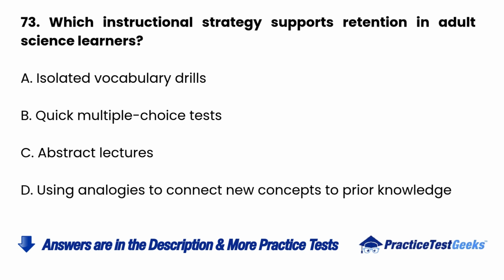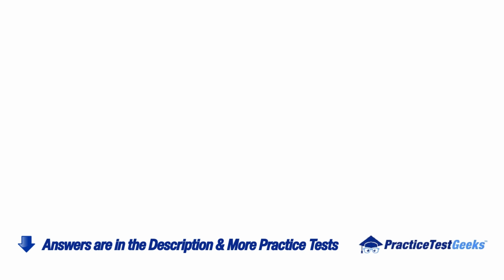73. Which instructional strategy supports retention in adult science learners? A. Isolated vocabulary drills. B. Quick multiple choice tests. C. Abstract lectures. D. Using analogies to connect new concepts to prior knowledge.